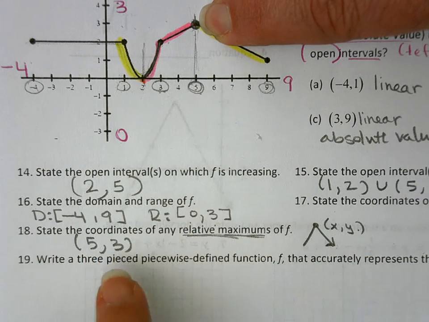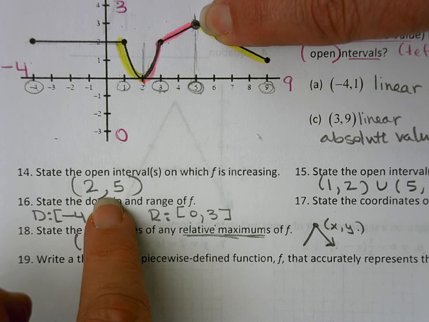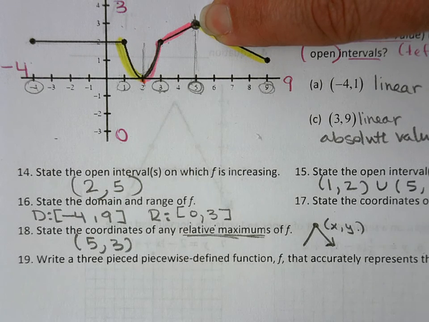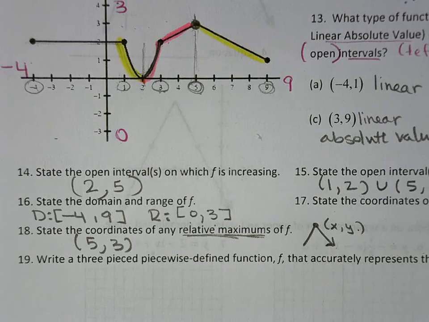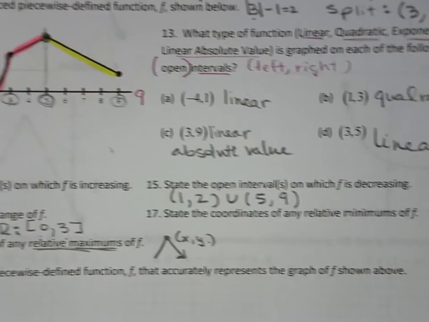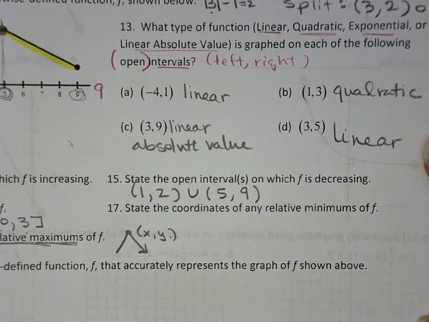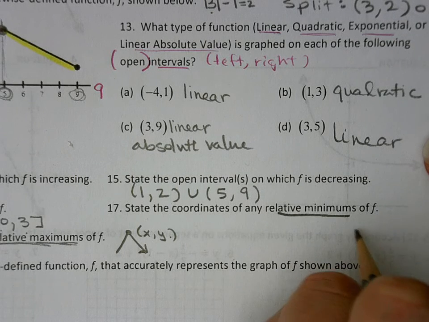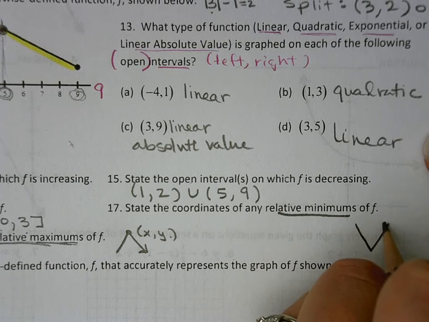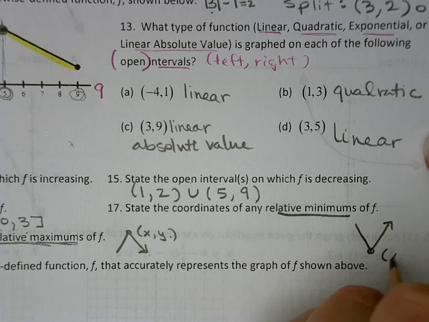So this is an ordered pair x comma y, whereas everything up here though was not, right? These were both values of x. And then question number 17 is asking me to find a relative minimum. And a relative minimum is when we switch from decreasing to increasing. And again, we want an ordered pair x comma y.